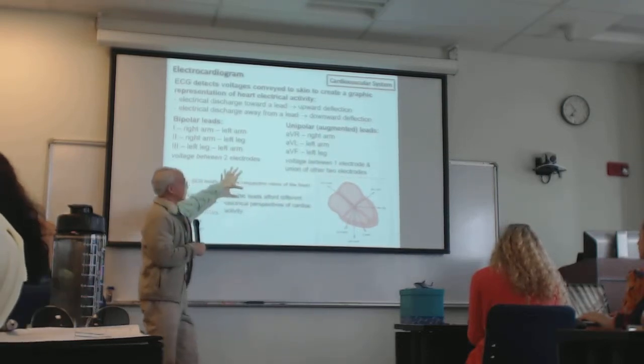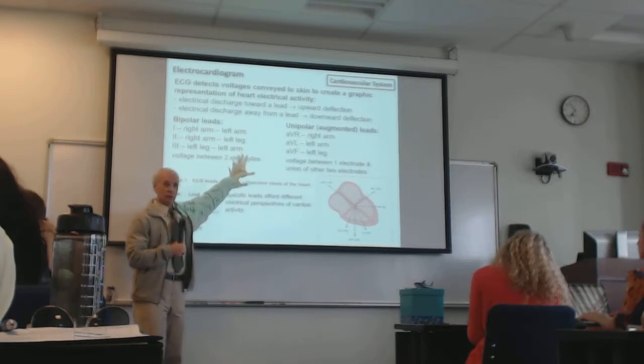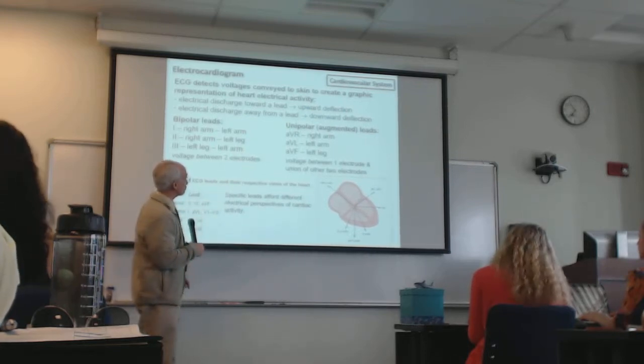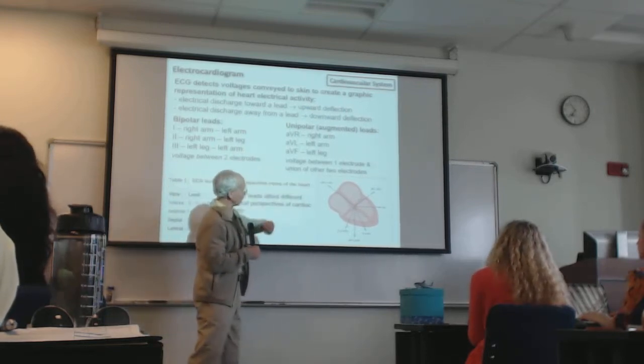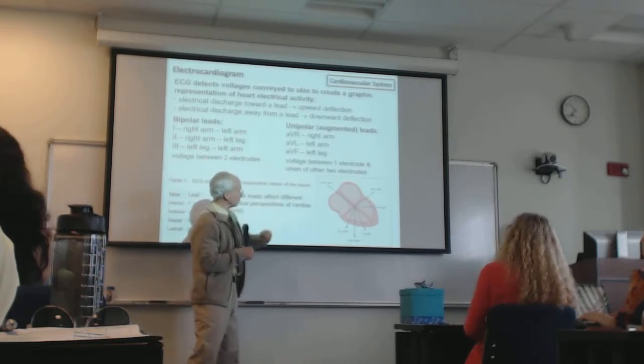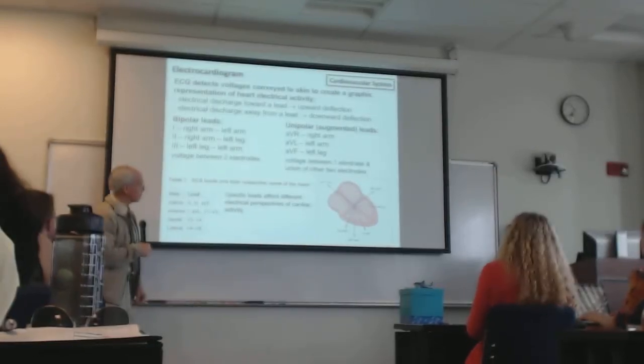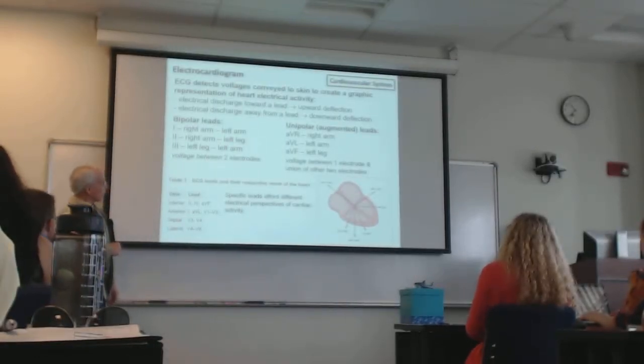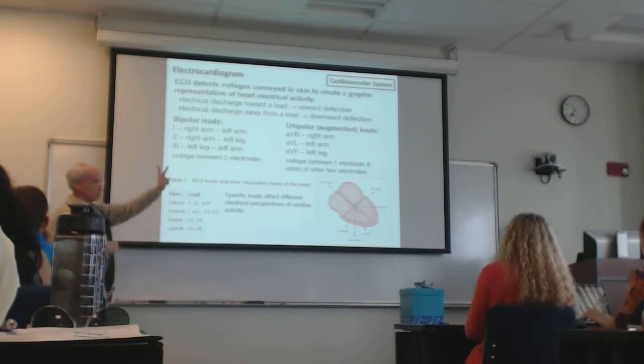So this is a little more complicated, and of course the EKG computer is going to do all this for you. And defined here is the voltage from the 1 electrode. I just fudged it here and said union of the other 2, but I think the average is all right. So that's the distinction between a bipolar, which implies 2, and a unipolar, which implies more.